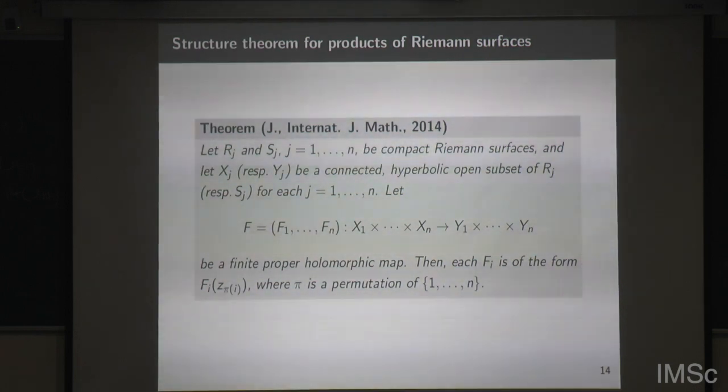So meanwhile in 2014 I studied proper holomorphic mappings between products of Riemann surfaces. So I considered compact Riemann surfaces Rj and Sj and connected subsets of Rj and Sj which are hyperbolic. Here hyperbolic means covered by the unit disk or Kobayashi hyperbolic, both are equivalent because we are in dimension 1. And I considered a proper holomorphic mapping from the product of X1 to Xn to the product Y1 to Yn. Here I assume that the mapping is finite.